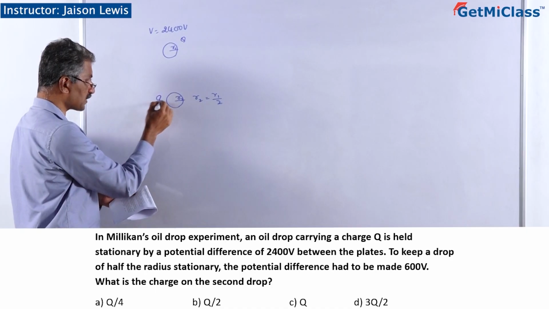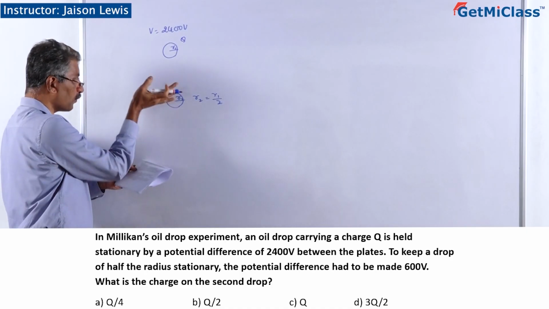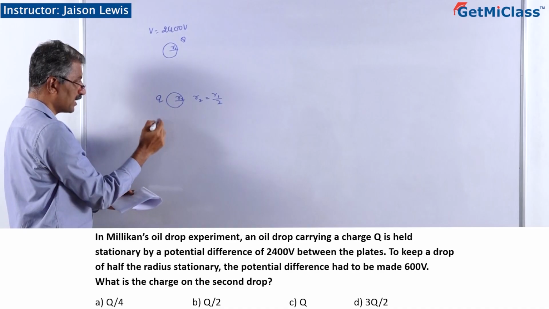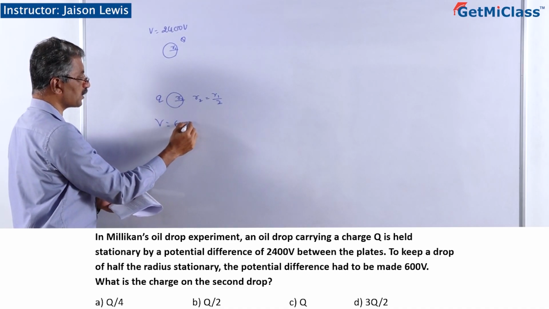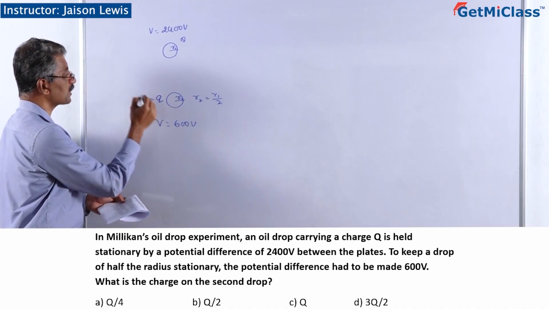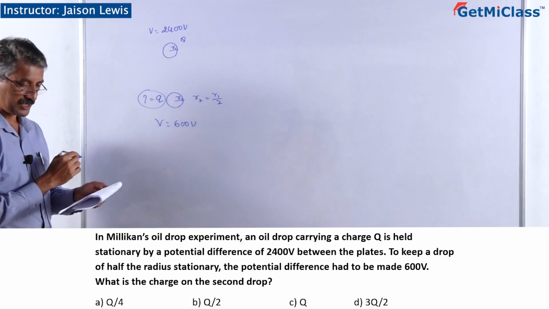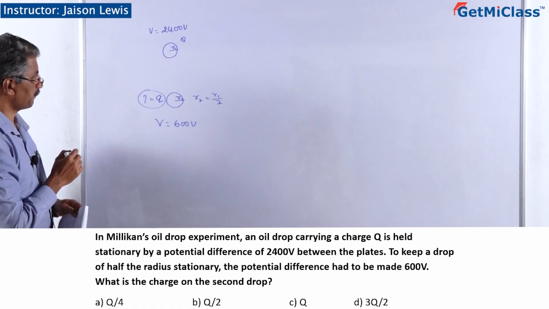Now the charge on this is the question, where if you want to hold it stationary between the two plates, the potential should be equivalent to 600 volt. So the question asked is, what is the value of q? The charge on the second drop is the question.